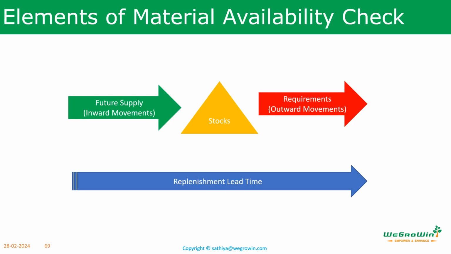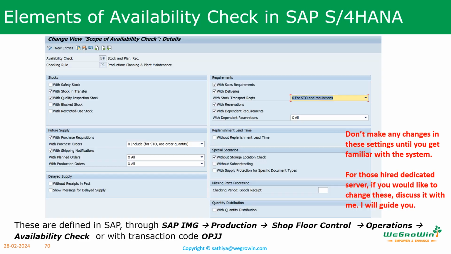Right? Now, what are the elements of a material availability check? So we will see what are the supplies which are expected, the expected receipts, that is the inward movements. Then we have available stocks. And there will be requirements, which are the outward movements. All these things will be there with the replenishment lead time. That is the total lead time. So these are the major parameters. This is an overview of how the availability check is done. There is incoming, there is outgoing, what is available stock, what is the period. These are the four basic things, right?